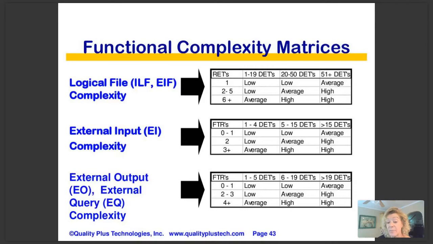Now you'll notice external inputs could have 0 FTRs. How is that? Well, if it doesn't update an ILF and it's just modifying my behavior, it's control information that says close a valve, the pressure is too low, or do this, or do that, and the primary intent is to send data into my application, it may not update an ILF. So that's why we have a 0 FTR for external inputs, and that's why we can have 0 FTR for an external output. But an external query must have at least one ILF or EIF that it is referencing and taking data from.